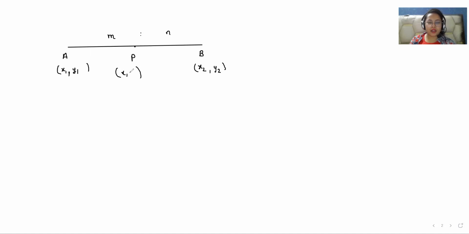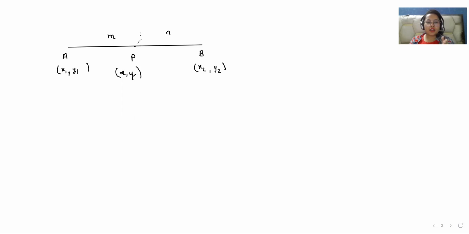So suppose they have given you 2 points A and B, and a point P divides it internally in some ratio, that is m ratio n, we take it as. You have to find the coordinates of P, and the coordinates of A and B are given. We'll consider them as x1, y1 and x2, y2, and you have to find the coordinates of P, that is x and y.